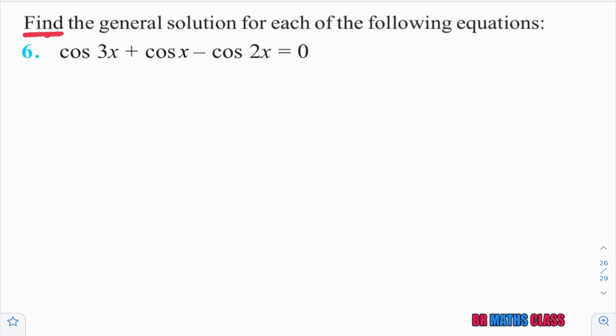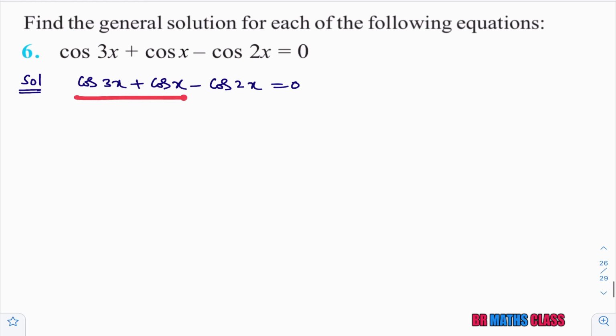You observe what they are asking in the question: find the general solution for each of the following equations. Here one trigonometric equation is given. We need to find the general solution of this equation. First, don't try to prove LHS equal to RHS. While solving an equation, we use the complete equation. So the given equation is cos 3x plus cos x minus cos 2x equal to 0.